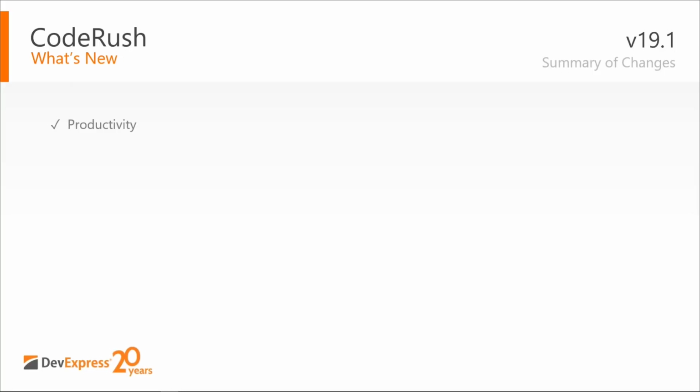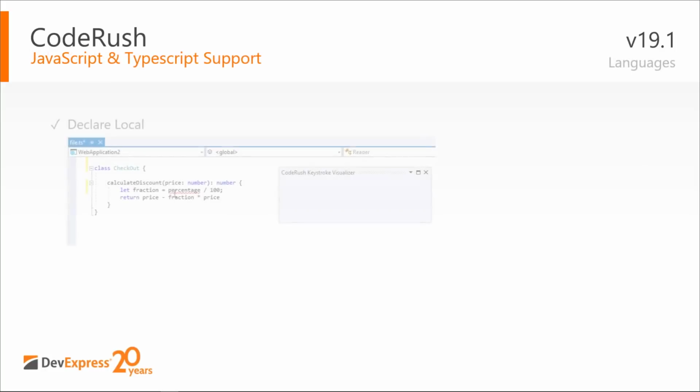Summary of changes since our last 18.2 update have impacted the areas of productivity, navigation, code visualization, and code quality, with specific catch-up features specifically for JavaScript, TypeScript, as well as XAML. So we target some of those languages with specific features that the other languages already had. So we'll take a look at what's coming up.